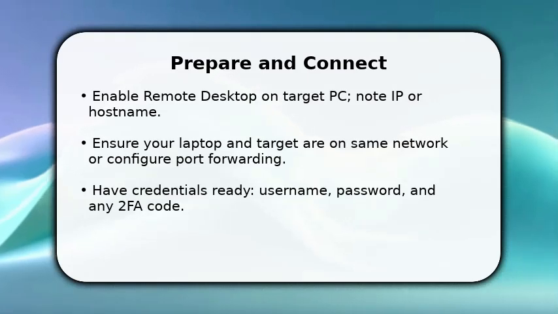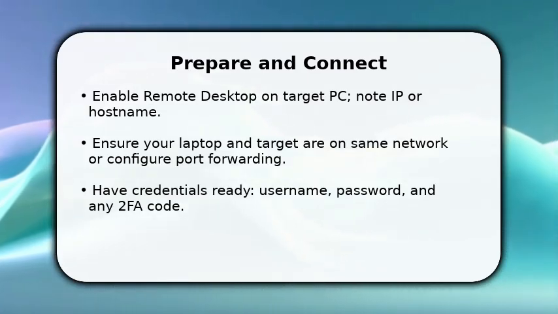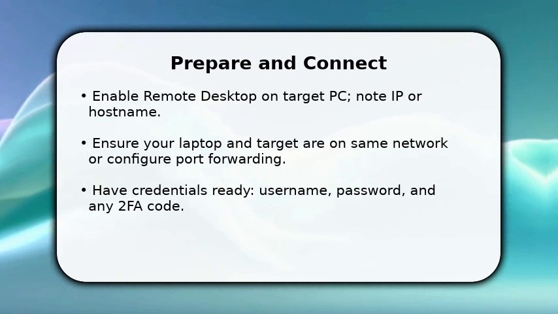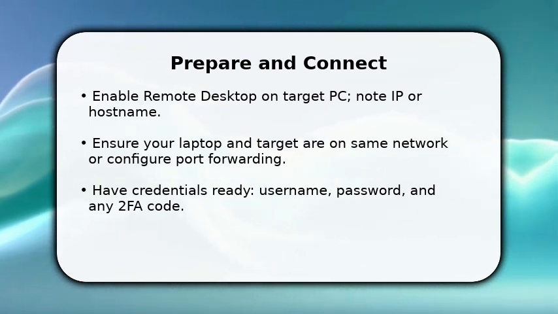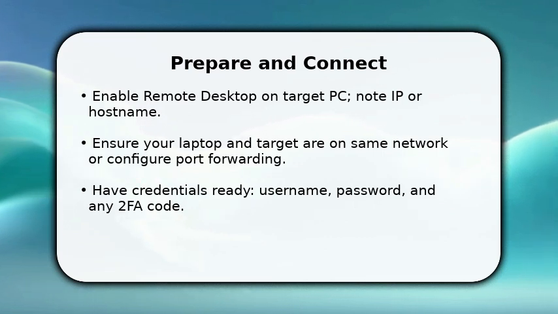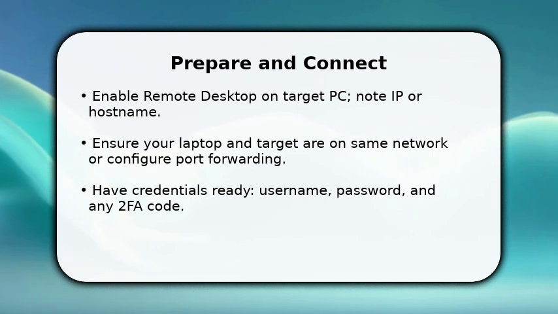You start by enabling Remote Desktop on the computer you want to reach. This opens the service and gives you the address you will use. Once enabled, make sure your laptop can see that IP or hostname, same LAN or public forwarding is required. You must have valid credentials and any second factor available. Without them, you cannot proceed.